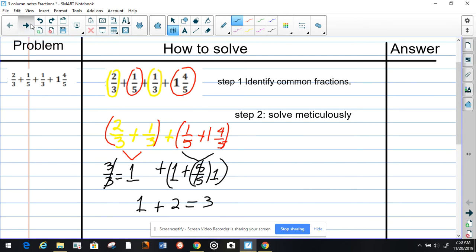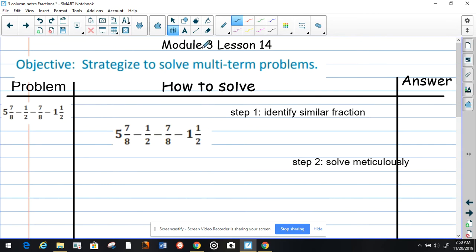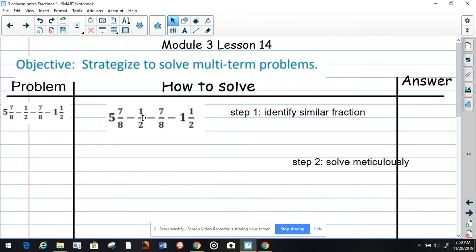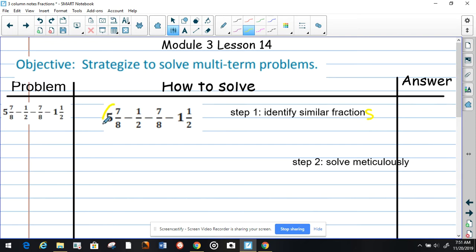Let's look at subtraction. Subtraction is a little more tricky and I need you to really be aware of it. We're going to do the same process, which means we're going to identify similar fractions. So I see mixed number 5 and 7/8. And I want you to notice too, the highest number is at the end. All of these numbers have to be subtracted from that number. All right, so let's do that.